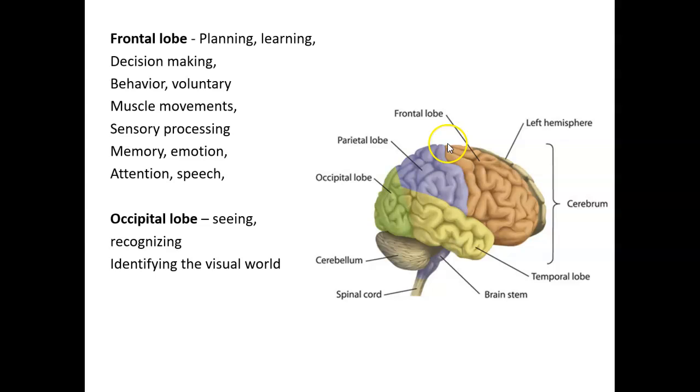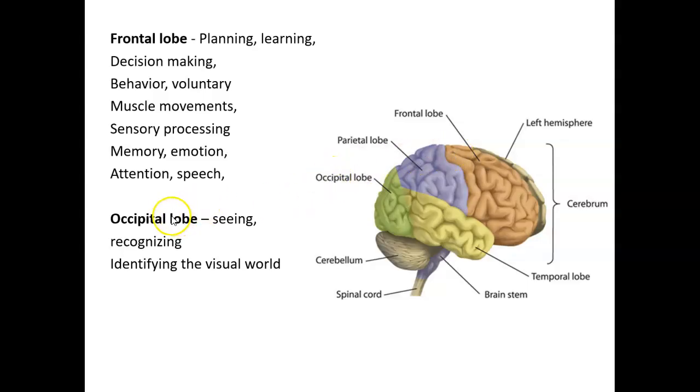In fact, we look at sheep brains in lab, usually when we have a live lab. One of the things you'll notice is the frontal lobe is a lot smaller in sheep than in humans. It's not as well developed.